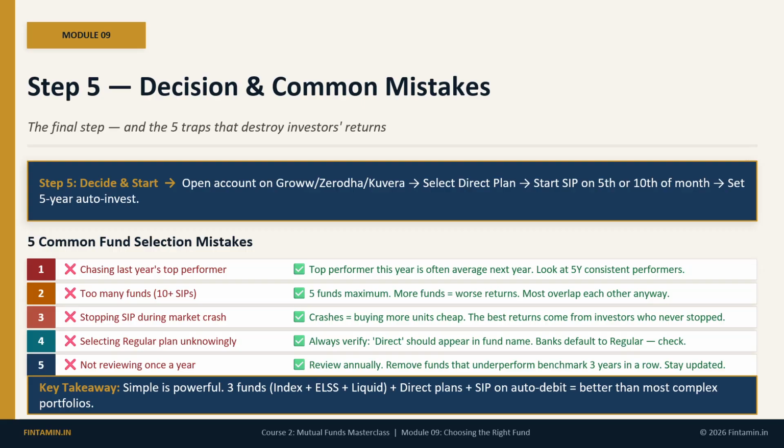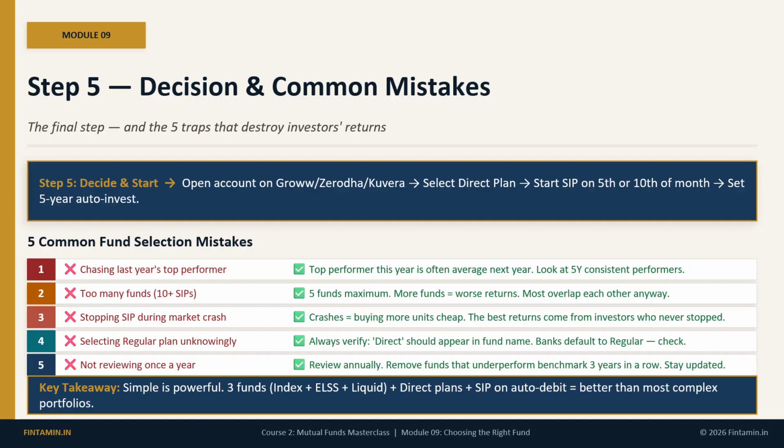Third, stopping SIP during a market crash. This is the worst time to stop. When markets fall, your SIP buys more units at a cheaper price. Crashes are gifts to SIP investors. Fourth, unknowingly choosing regular plans. Always verify the word direct appears in the fund name before confirming the investment.